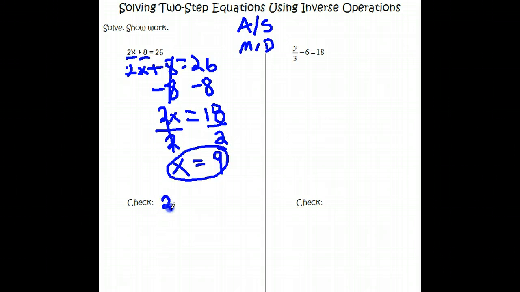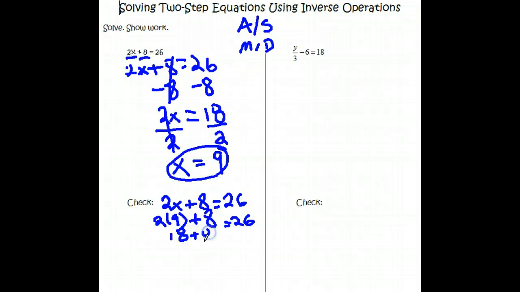Remember to check, we write down the original equation. 2x plus 8 equals 26. We substitute 9 in for x. So 2 times 9 plus 8 equals 26. Hopefully this is going to work out. Right now we're following the correct order of operations. We're not solving, we're evaluating. So 2 times 9 is 18. 18 plus 8 is 26. And that's true. So we solved correctly. X does equal 9.